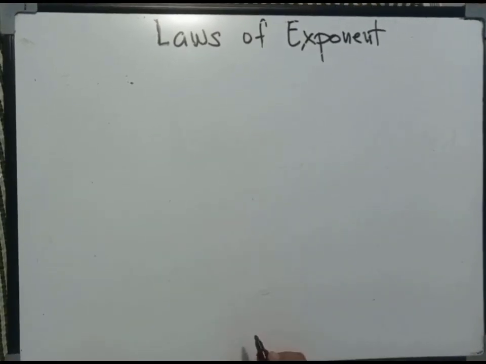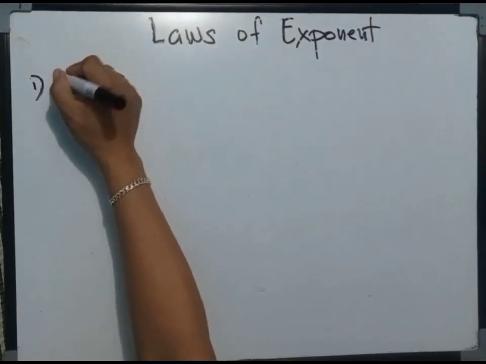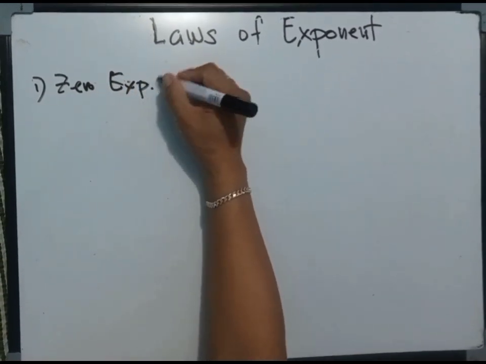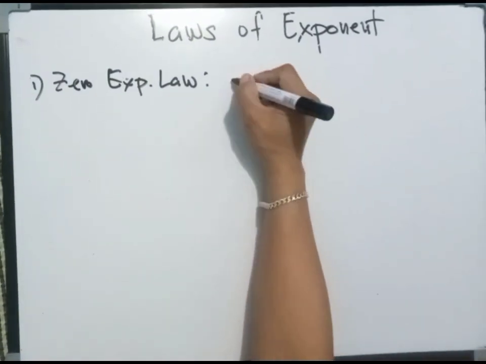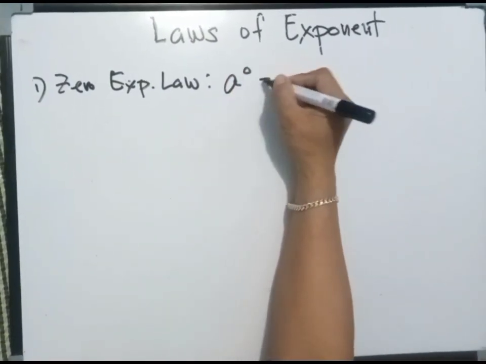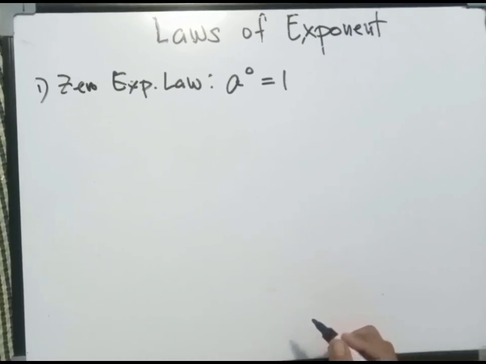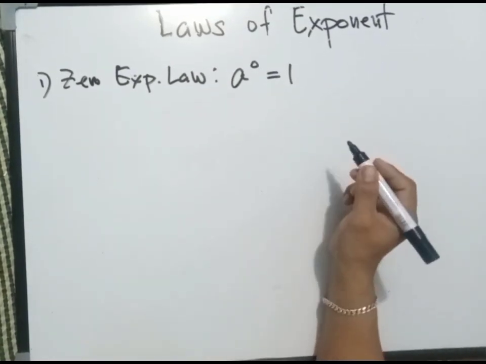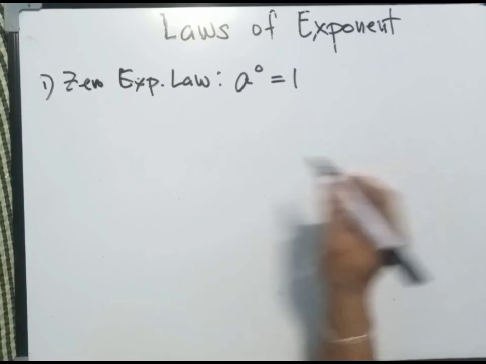Let's talk about laws of exponent. The first law of exponent is the zero exponent law. It states that if a raised to 0, it is equal to 1. Anong ibig sabihin? Any number except 0 raised to 0 is equal to 1. Any algebraic expression raised to 0 is equal to 1.